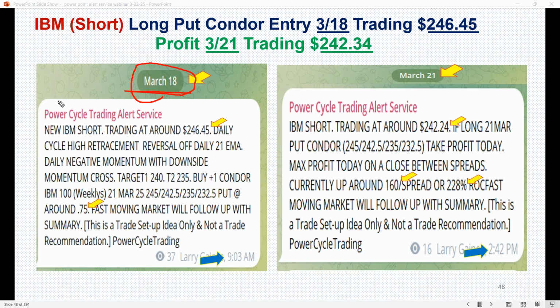But again, a lot of members will just say, okay, I'm going to go short IBM, boom, sell the shares, or boom, let's buy the puts, maybe sell something like that.